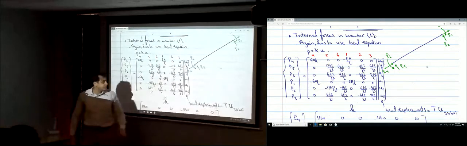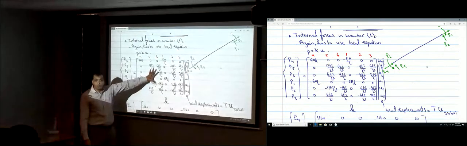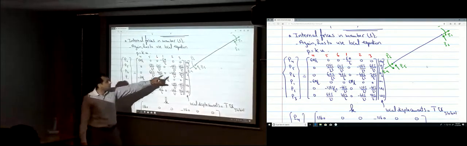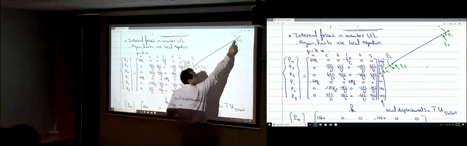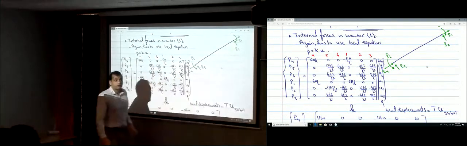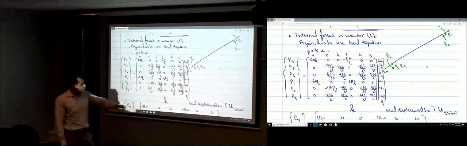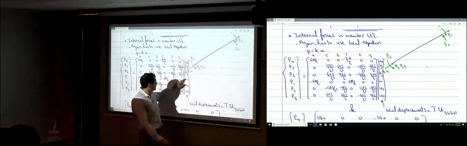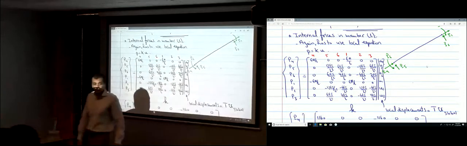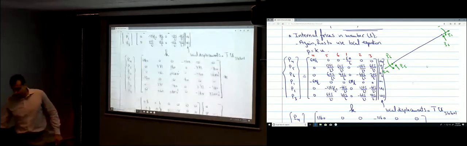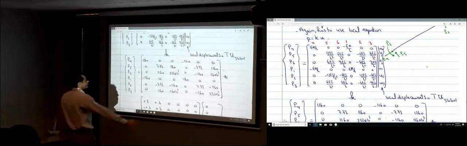B4, 5, 6 and B1, 2, 3 is equal to K in the local direction multiplied by U. U are the 3 displacements here, which are equal to 0, and then the 3 displacements here at point B, but in the local direction of the member. Those are the local displacements. So how can I find U1, 2, 3? It's T multiplied by U global. So this is K over here. I just substituted the numbers for E, I, and L.